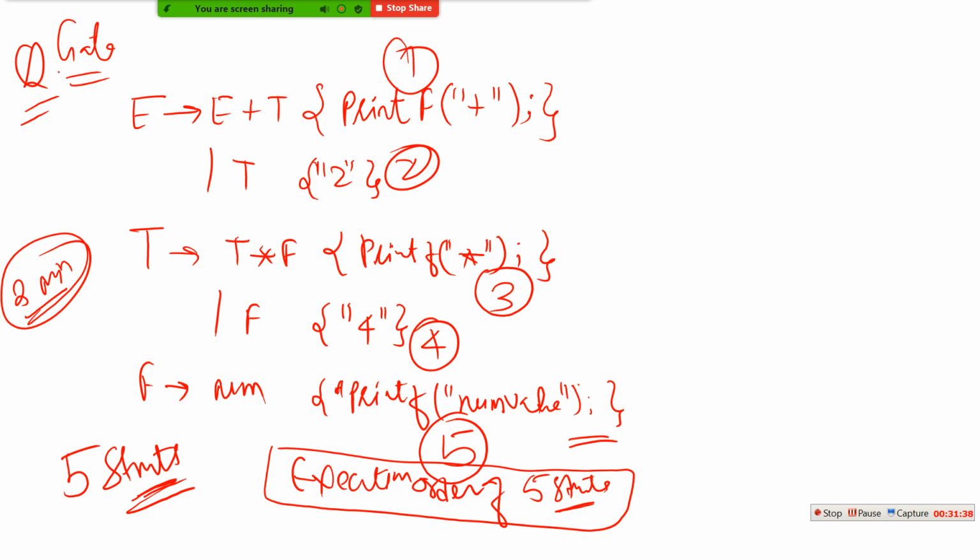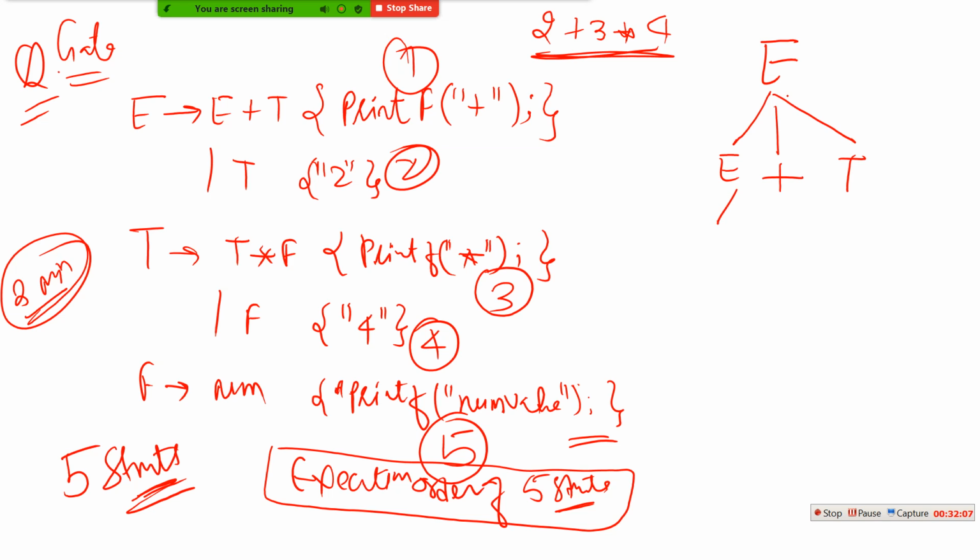So let me start from here. Suppose my input string is again the same, that is 2 plus 3 into 4. What I will do is generate it like that: E plus T, and you can simply say that this is my first statement execution.